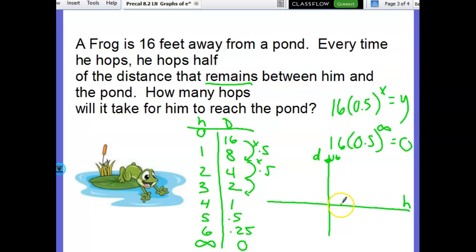And after he does 1 hop, he's half the distance now. So if this is 16, then this would be about 8 high, right? And on the second hop, he's now half of that, which would be like here. And on the third hop, he would be at 2, 1, 0.5. And what's happening here is he's getting closer and closer to 0 as we go along, but he's never getting there.